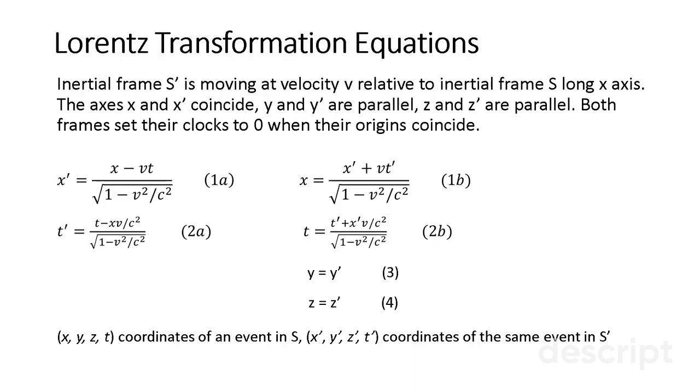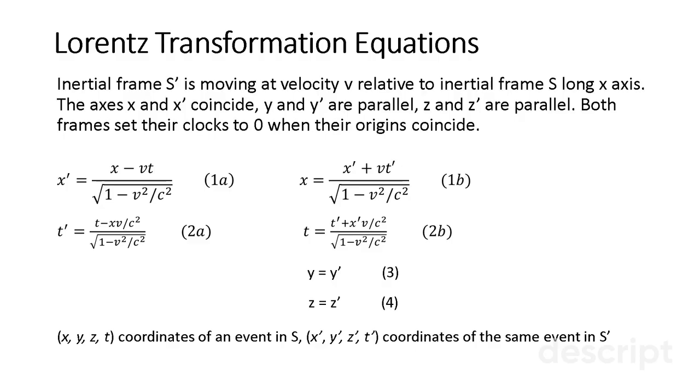One of the ways to derive the time dilation formula is to start from Lorentz transformation equations. Consider two inertial frames S and S prime. S prime is moving at velocity v relative to S along the x-axis. The x and x prime axes always coincide. Y and y prime are parallel and z and z prime are parallel. Both the frames set their clocks to 0 when their origins coincide.